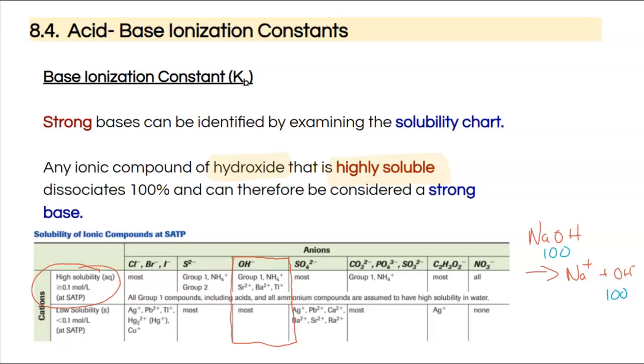And so, how is that helpful to me? It's helpful because I don't need to use Kb values for that. What that is telling me is that whatever I start with as a concentration of sodium hydroxide will be my hydroxide ion concentration once this reaction happens. And that's not true when we look at weak bases.